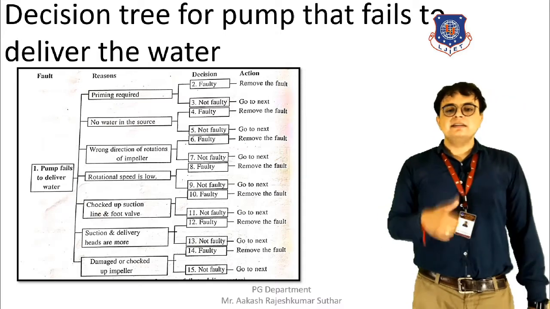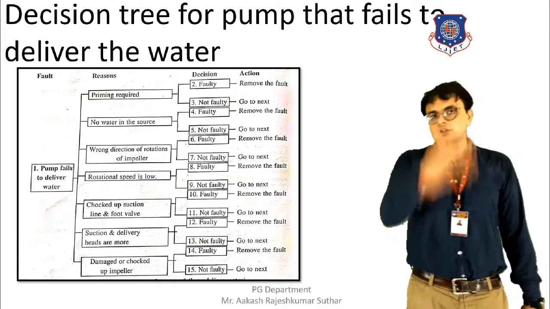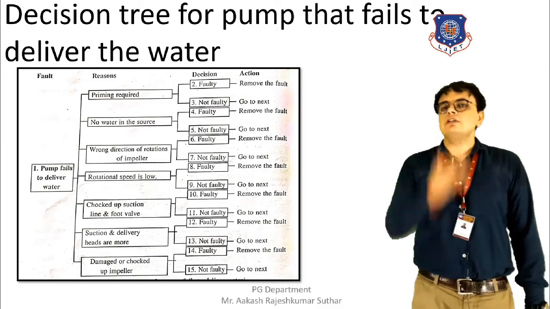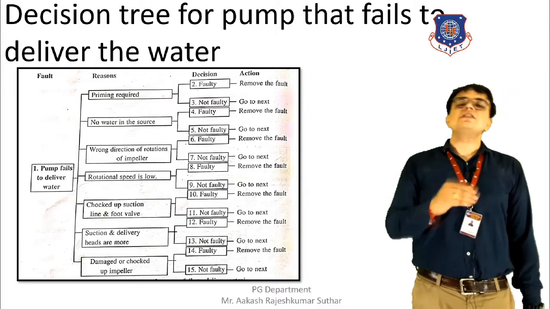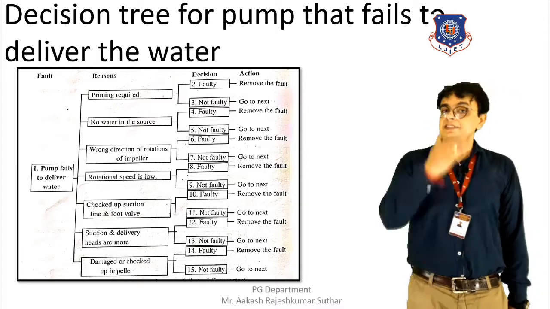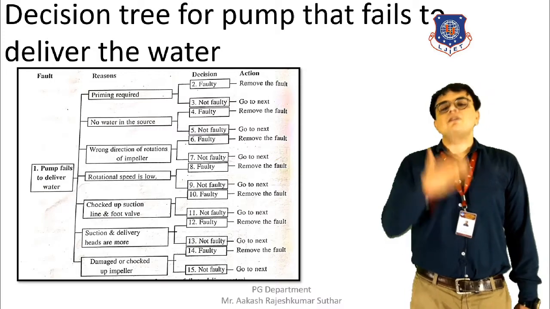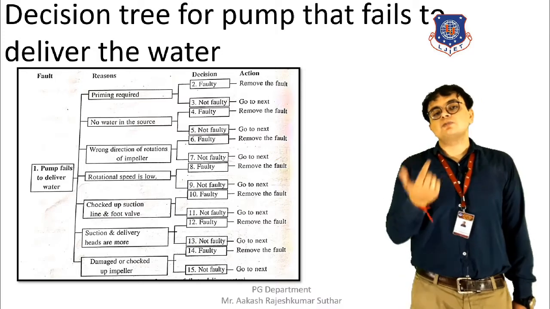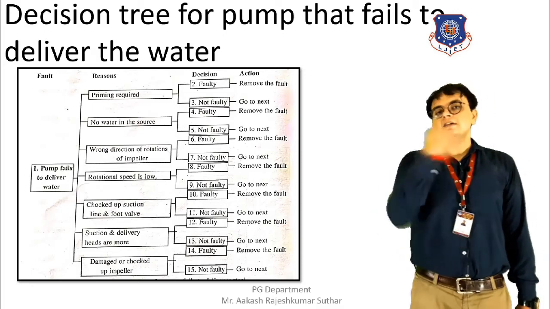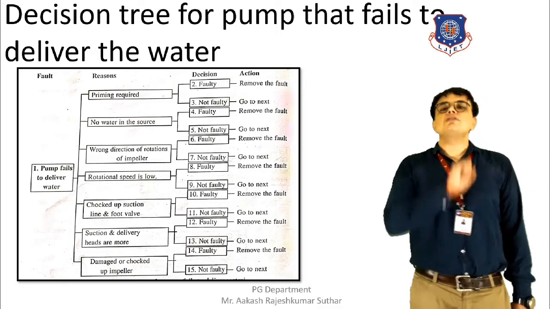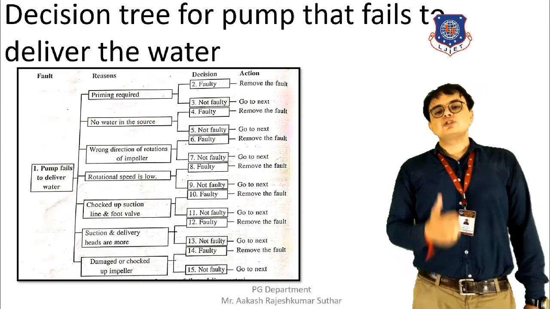The next reason is the wrong direction of the rotation of the impellers. So we should check for the rotation of the impellers, and if the rotation of the impellers is found responsible for the occurrence of the fault, then in the decision we should write it as faulty. But if the rotation of the impeller is not found responsible for the occurrence of the fault, then in the decision corresponding to that reason we should write not faulty, and in the action corresponding to this decision we should write go to the next reason.